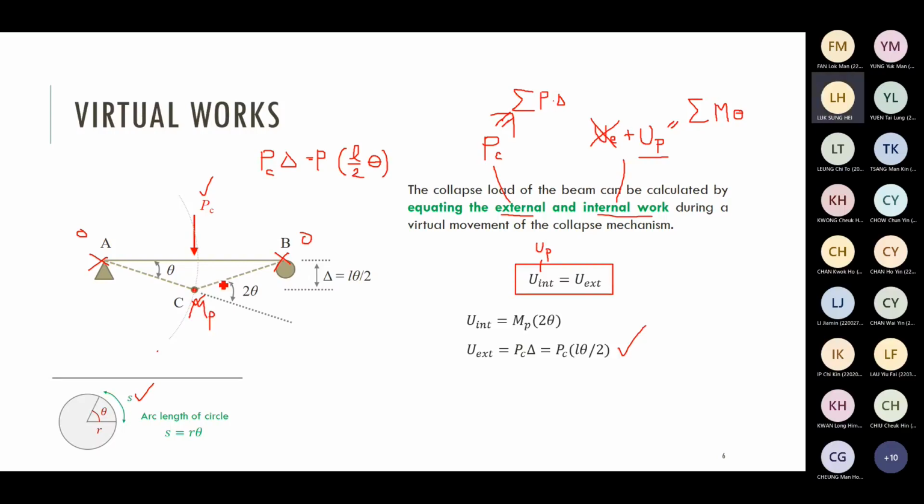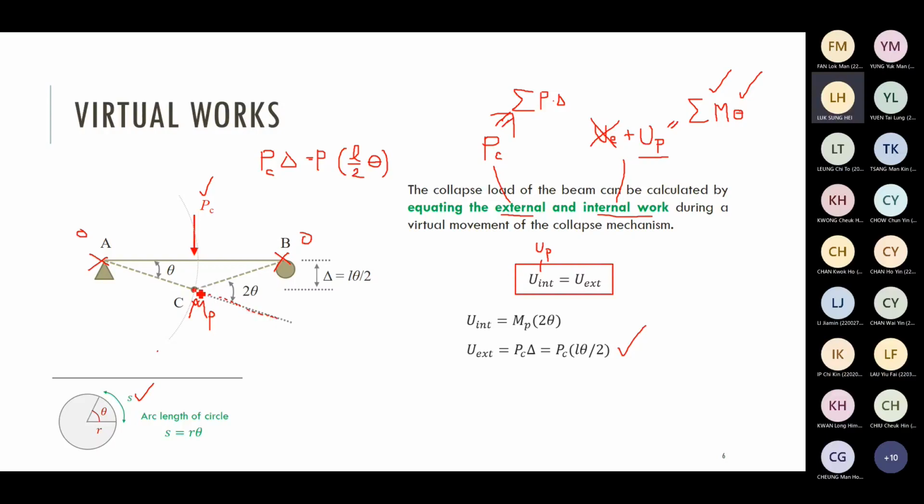How to calculate the work done due to a plastic hinge? I discussed before: work done due to a plastic hinge is equal to the plastic moment times the rotation of the hinge. Then what is the rotation of the plastic hinge? The picture shows you the values. The plastic hinge is formed at point C. You can extend the line AC a little bit.